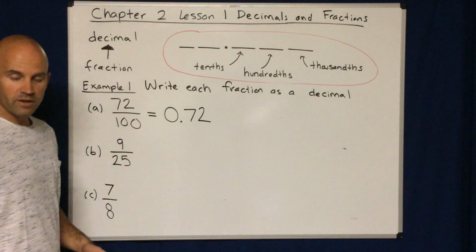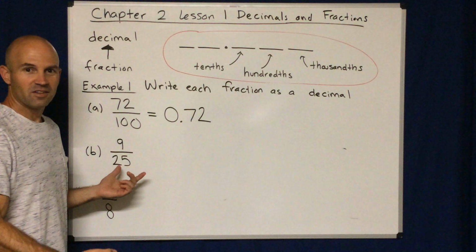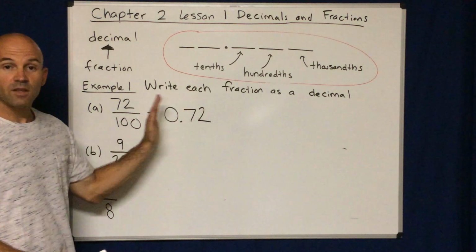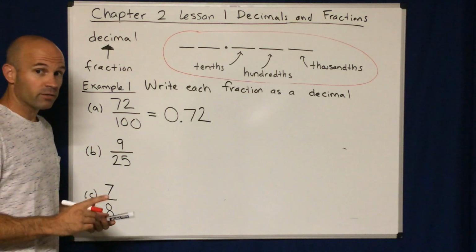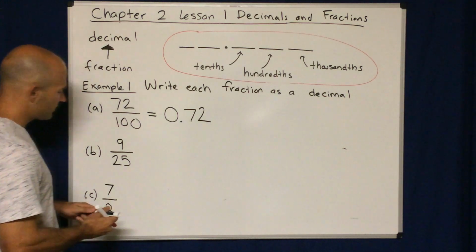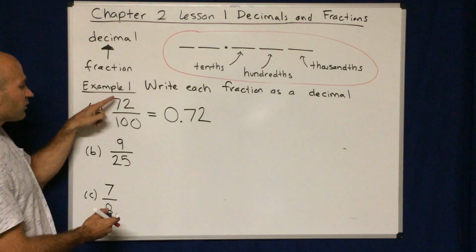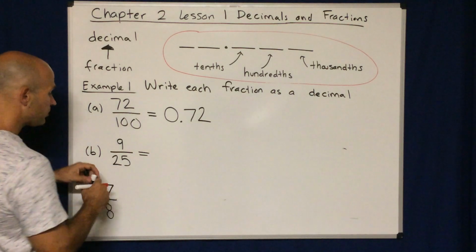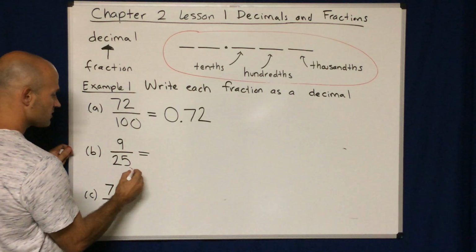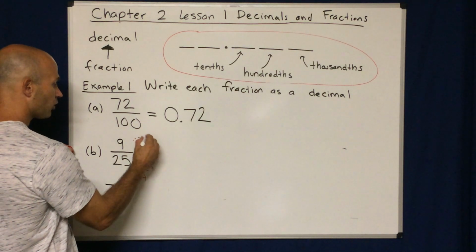Here I have 9 over 25. And unfortunately 25 is not 10, it's not 100, it's not 1,000. So I can't do the same thing as what I did before in A. But if I'm pretty comfortable with equivalent fractions, then I realize that while 9 over 25 isn't this convenient form, I could take 25, multiply it by 4, and then get a denominator of 100. So we're being kind of clever.